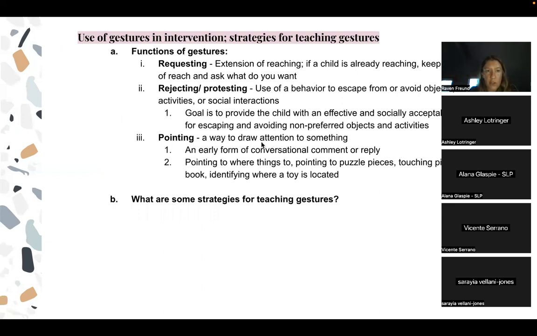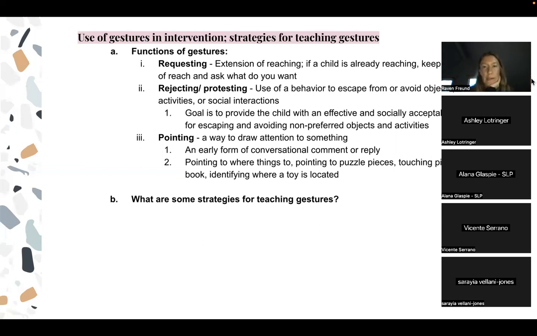Okay, use of gestures and intervention. Strategies for teaching gestures. Okay, so all gestures have a function, right? There's a reason behind a gesture. When we wave goodbye to somebody, there's a reason behind that. So we'll go through requesting, rejecting, and then pointing. So requesting, it's an extension of reaching. If a child is already reaching, keep things out of reach. And then you can ask them, what do you want? So that's how you could take a child's gesture and prompt for language.